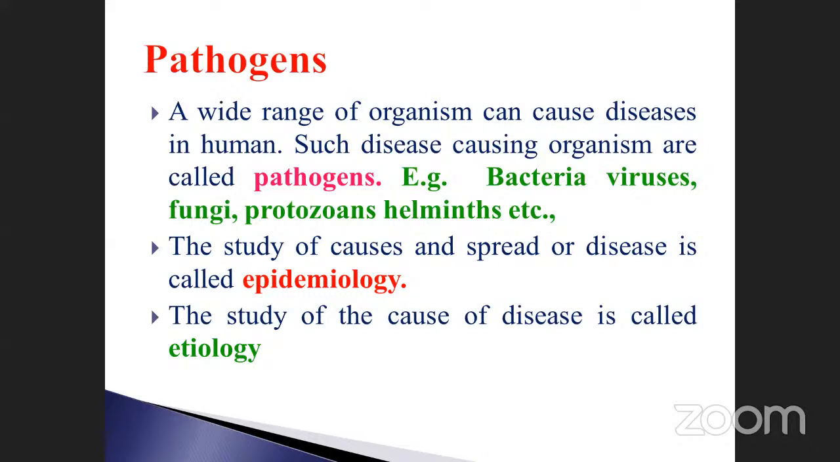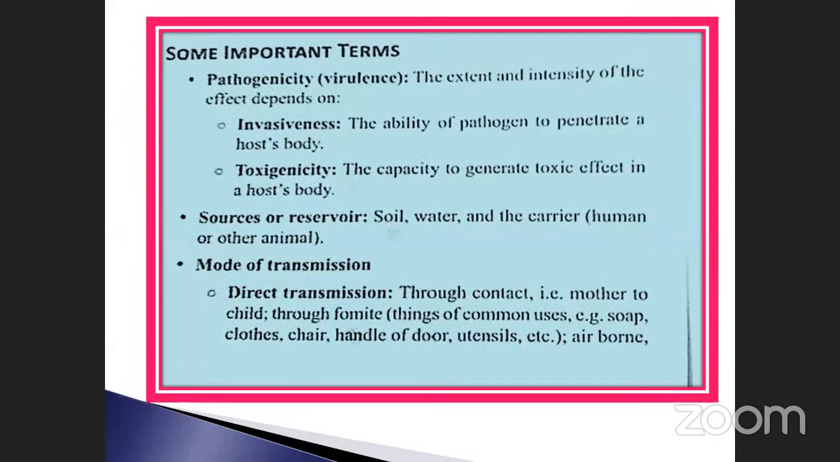See here, already we studied the study of the causes and spread of disease is called epidemiology, and the study of the causes of disease is called etiology. Some important terms: pathogenicity and invasiveness. Invasiveness means the ability of a pathogen to penetrate a host body.